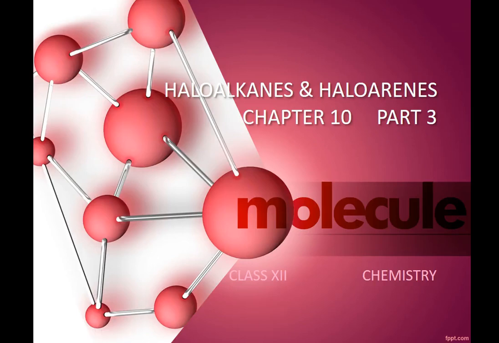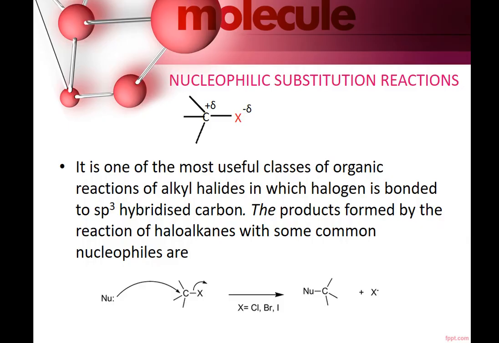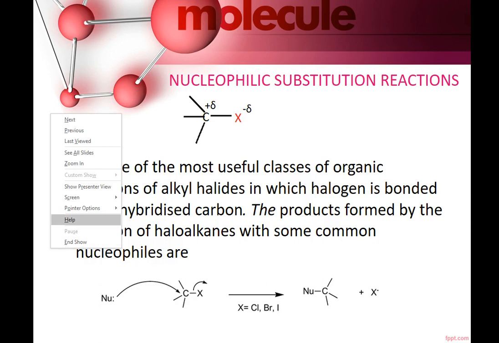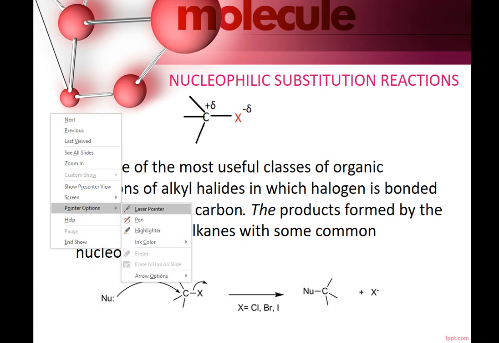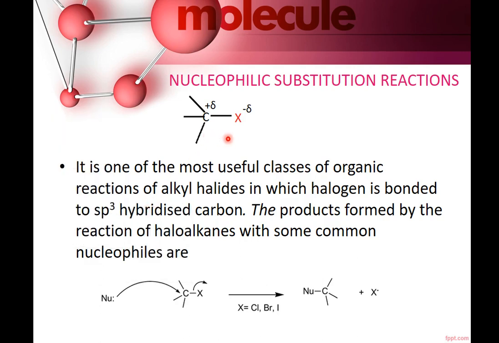Now, we are going to start with the next part of the chapter, haloalkanes and haloarenes. We were talking about properties of these compounds. So now, let us start with chemical properties. You have seen the structure of haloalkanes like this. Halogen being electronegative acquires slight negative charge and carbon acquires slight positive charge.